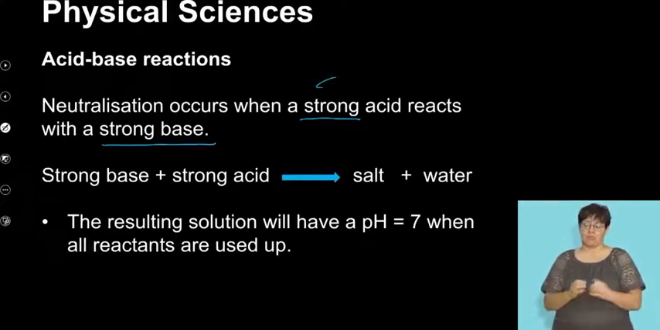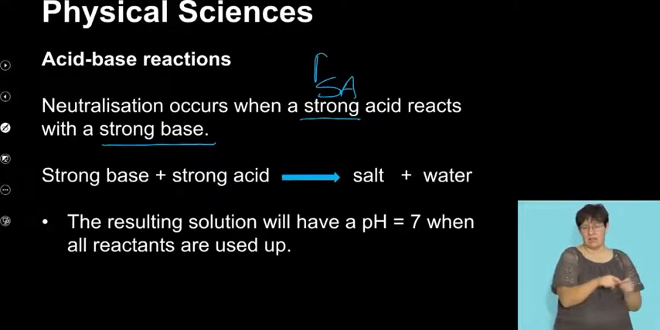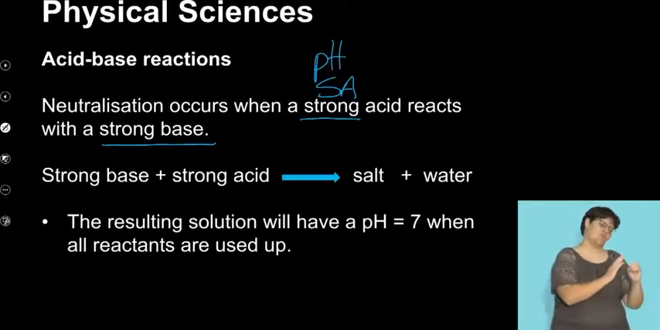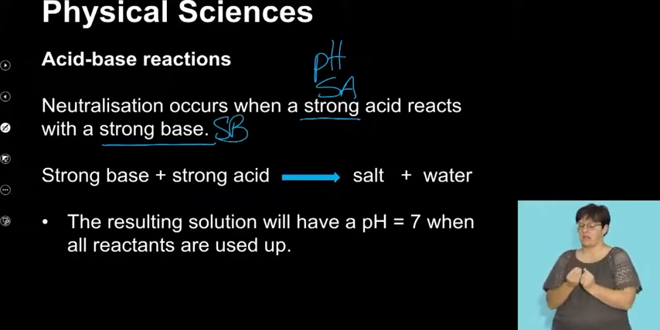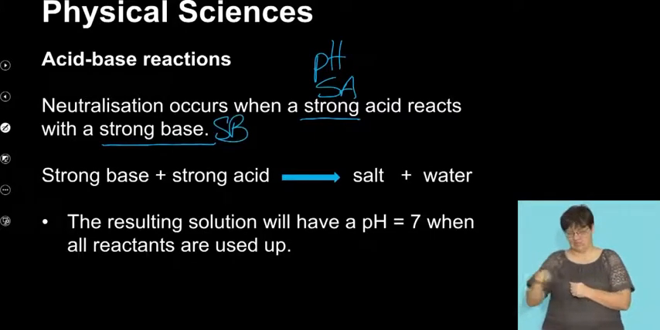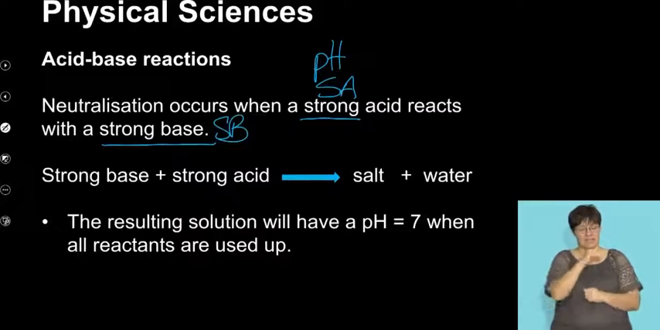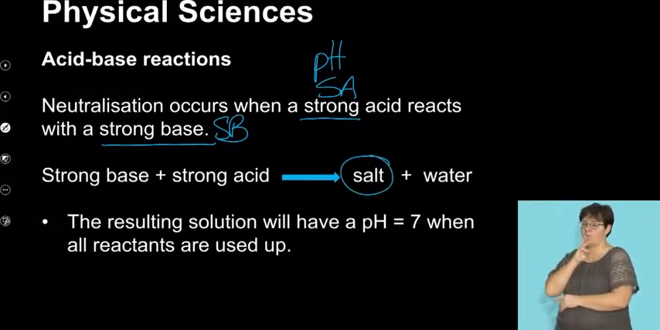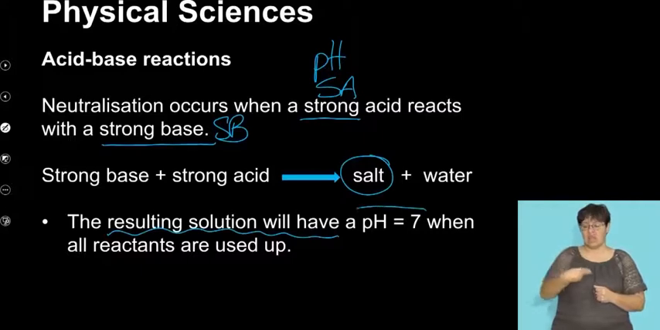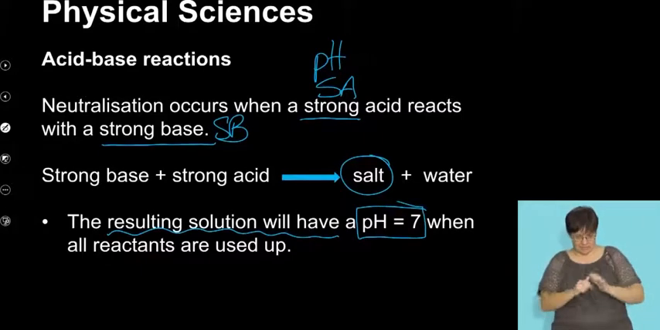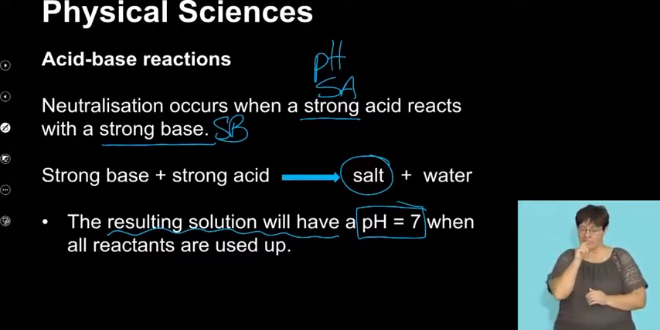So if we have a strong acid, then we know something with the likes of a pH between 0 and 2. And if we have a strong base, then we know we're looking at a pH of 13, 14. So when a strong acid and a strong base, like any other acid and base, react, it will form a salt and water. But specifically here, the resulting solution will have a pH of more or less 7. A pH that is actually a neutral pH.